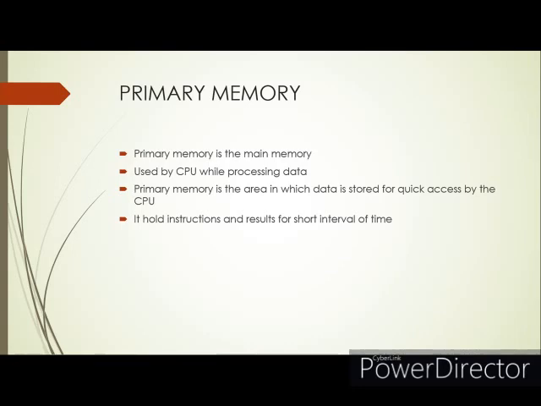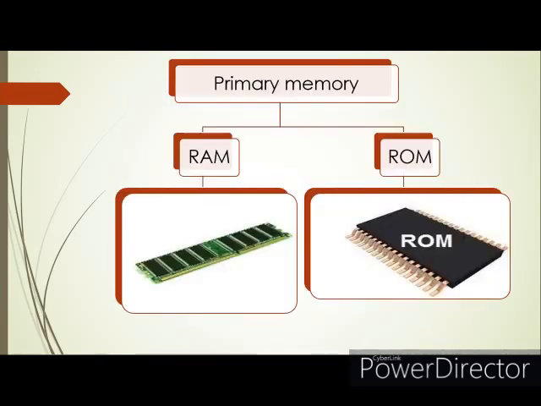It is a temporary memory. Primary memory is a temporary memory or volatile memory. It can hold instructions and results for a short interval of time. And primary memory is again divided into RAM and ROM. RAM stands for random access memory and ROM stands for read-only memory.